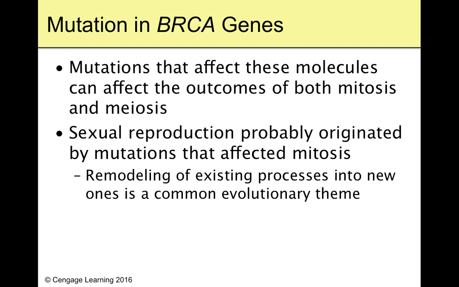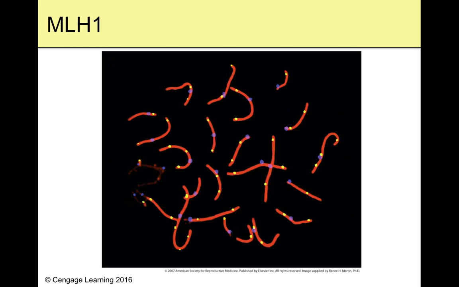So if you have mutations in the BRCA genes, in their molecules, they can affect both the outcomes of mitosis and meiosis. No duh. I'm sorry. Like, you have a mutation in spell check that could affect both a Word document and a note. Yep, because it's still spell checking. That's the same thing, right? Cellular reproduction probably originated by mutations that affected mitosis. Sure. Remodeling existing processes into new ones is a common evolutionary theme, and we'll take a good hard look at that later in the year, so I can go with that.